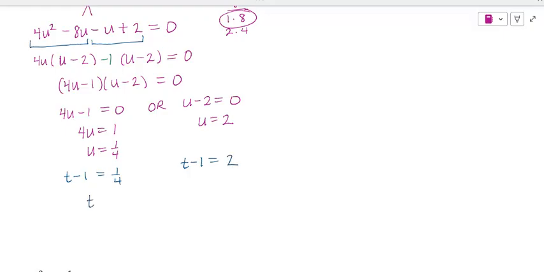So for this one, I'm going to get that t is equal to 1/4 plus 1 will give me 5/4. And for this one, I'll get t is equal to 3. I need to remember to go back to my original variable and write my final answer in terms of that variable.